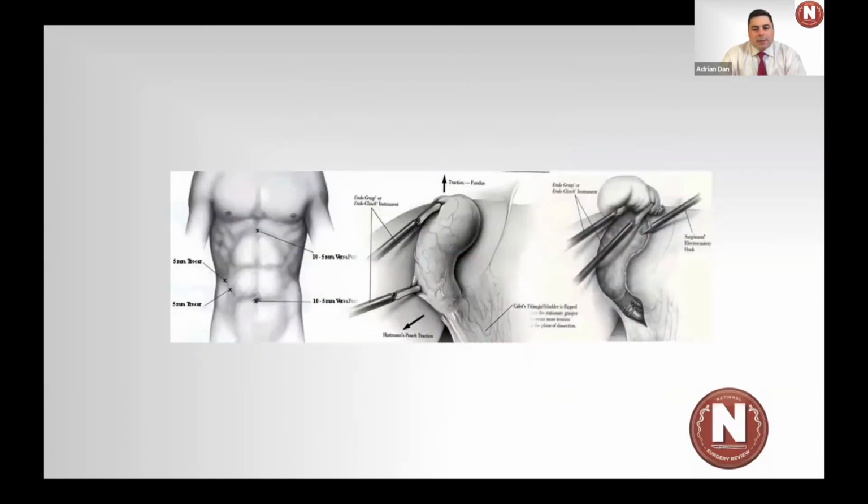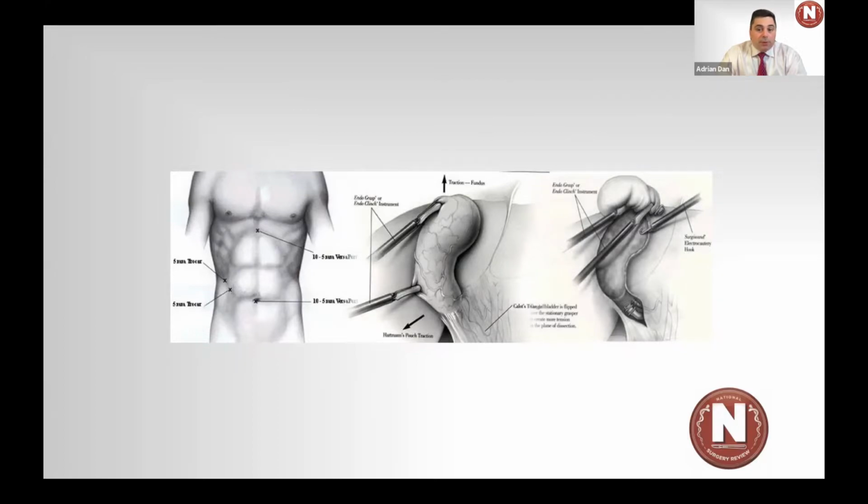So classically, there's retraction of the fundus of the gallbladder cephalad, and inferolateral traction on Hartmann's pouch. You have to be careful to not over-retract. One of the classic injuries is over-retraction, and bringing the cystic duct and the common bile duct in line and inadvertently dissecting the common bile duct.